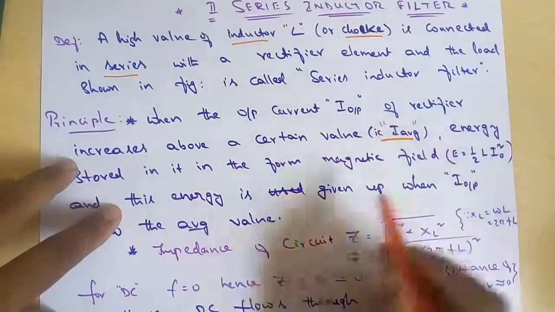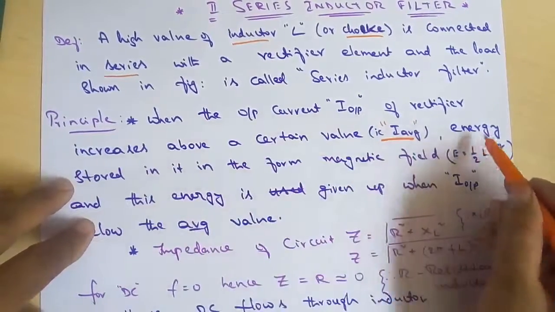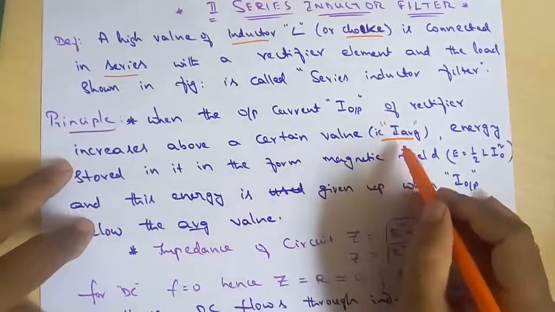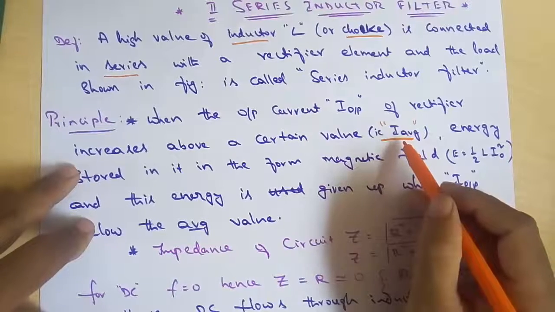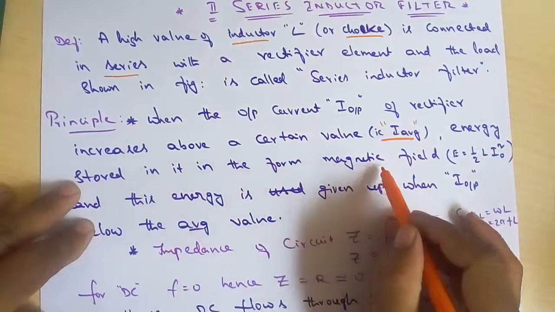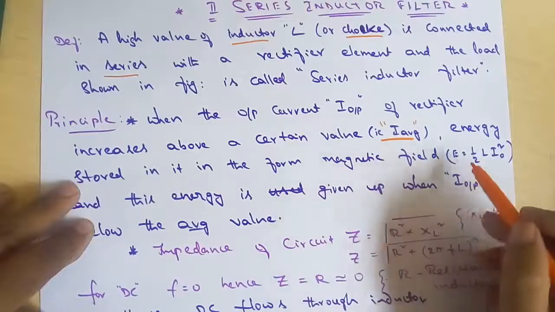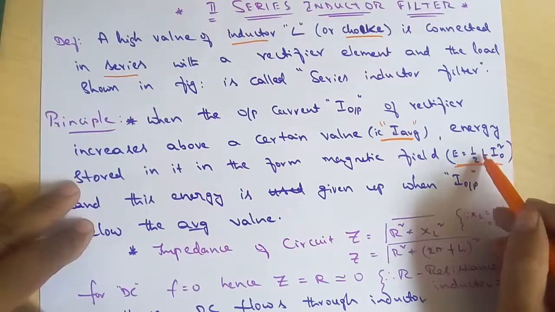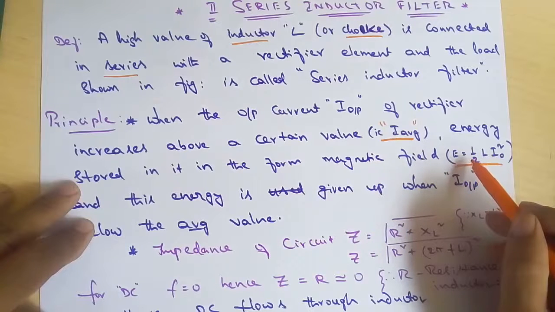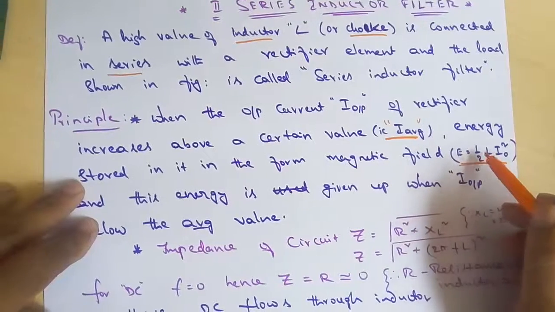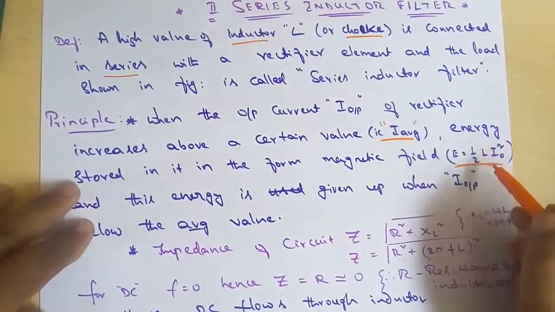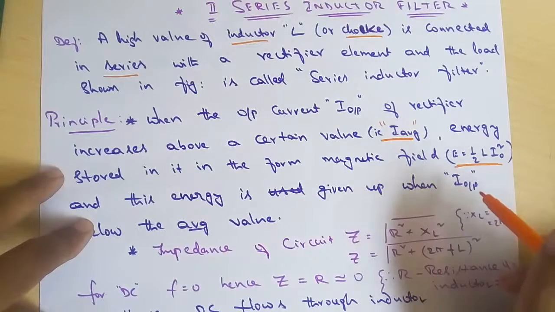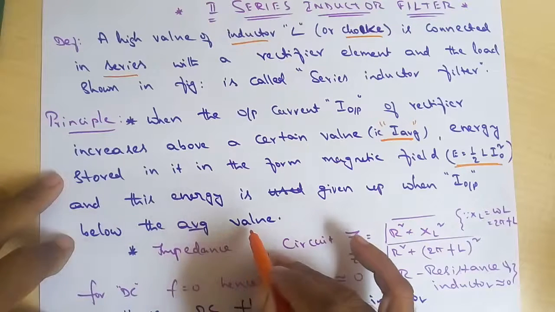If the rectifier output current increases above a certain value of I average, then the extra current is stored as energy in the form of a magnetic field within the inductor. The formula is E equal to half L I naught squared, otherwise half L Im squared, whatever you may use. Im means maximum current, L means inductance. You already learned the energy stored in an inductor in previous classes. This stored energy, half L I squared, is given up when the output current becomes below the average value.